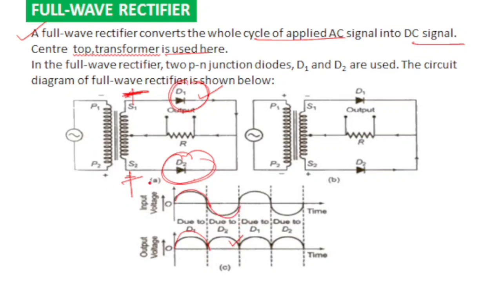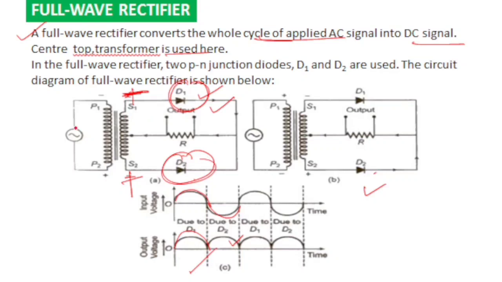In the same way, in the next positive half cycle, D1 conducts. Then in the next negative half cycle, D2 conducts. In this way, for both half cycles we get unidirectional current flow due to these two diodes. So here both cycles are rectified into DC signal. That's why it is called full wave rectifier. Here the whole cycle of applied AC input is converted into DC signal. Here two diodes are used. At one time only one diode is in forward bias, and the other diode is in reverse bias.